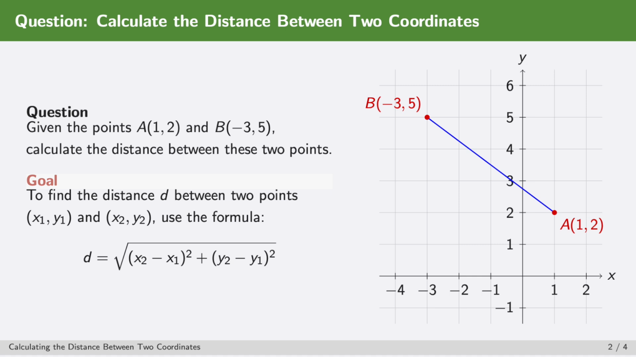Here we go. We're given 2 points, labelled A and B. Point A is at coordinates 1 and 2, while point B sits at -3 and 5. And our goal? Find the straight line distance between them.